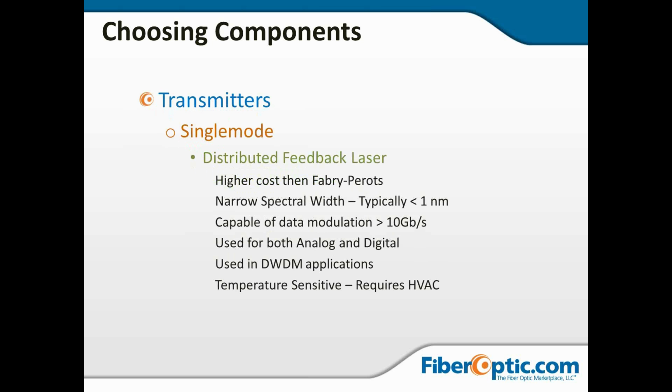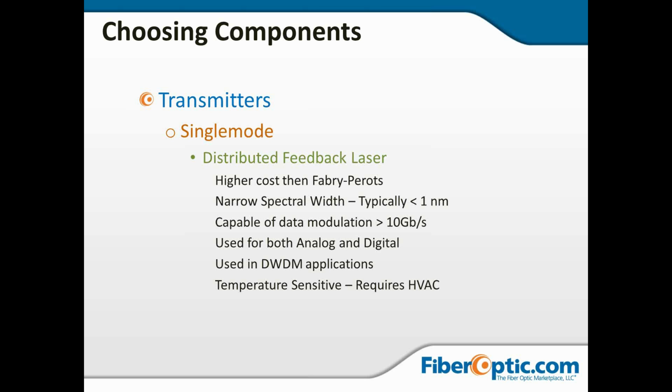Now, the much higher cost is going to be your distributed feedback laser. Now, this is going to give you several benefits. It's got a very narrow spectral width, typically 1 nanometer, and if you're working with DWDM types of options, you're going to need the narrower bandwidth, or narrower spectral width rather, so that you can pack the channels in as closely as possible.